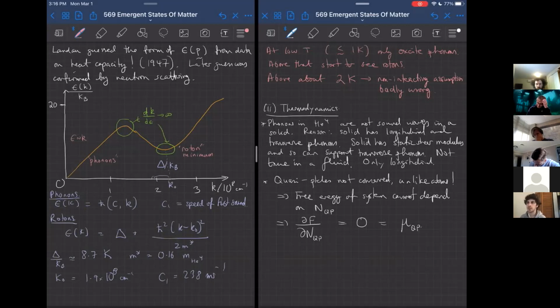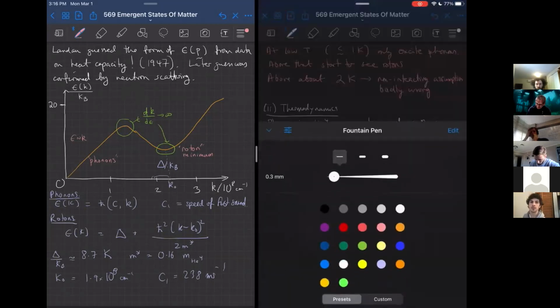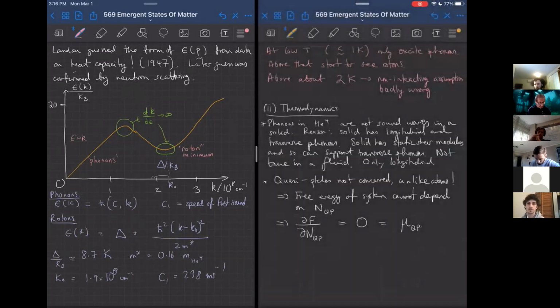So the point is that the chemical potential of the quasi-particles is not the same thing as the chemical potential of helium. So the chemical potential of liquid helium near T equals 0 is mu over k_B about -7 degrees Kelvin, which is obviously different from 0.